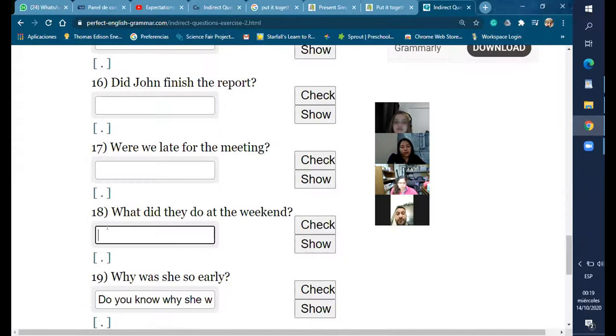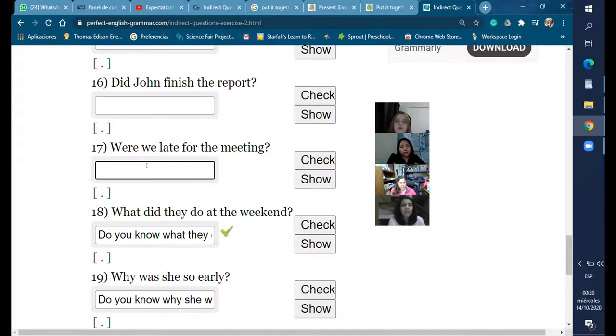Very good. 18 is a WH question. So what do you think it is, guys? Everybody help me, please. Do you know what they did? WH question. Do you know what they did at the weekend? Were we late for the meeting? Is this a yes-no question or WH question? If. Very good. Do you know if? Now we need a subject, exactly. If we were late for the meeting. Perfect.